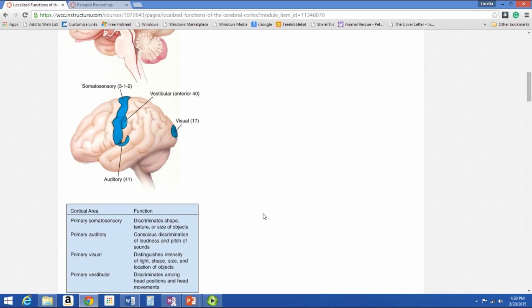The primary auditory cortex does conscious discrimination of loudness and pitch of sounds. It says I hear a sound, it's loud, and it's low, something like that. The primary visual cortex distinguishes intensity of light, shape, size, and location of objects. Okay, dark, light, where is it? Primary vestibular cortex discriminates among head positions and head movements, just like we talked about in chapter 16.